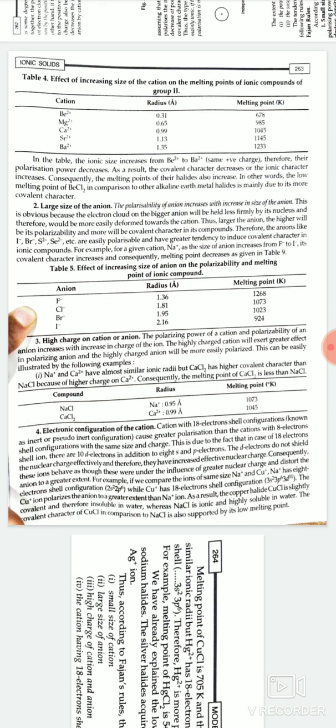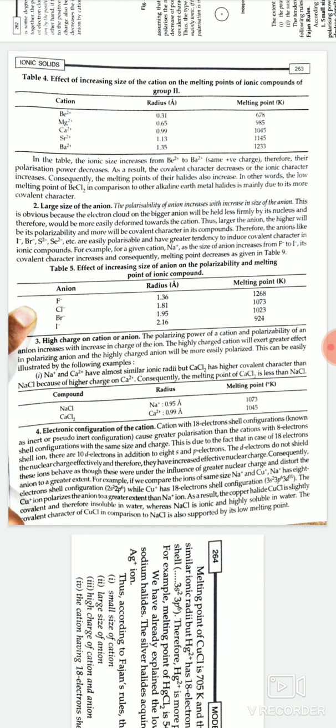Second is large size of anion. The polarizability of anion increases with the increase in size of atom. This is obvious because the electron cloud on the bigger anion will be held less firmly by its nucleus and therefore would be more easily deformed towards the cation. Thus, larger the anion, higher will be its polarizability and more will be covalent character in its compound.